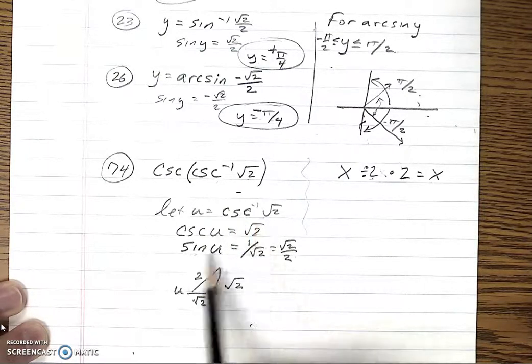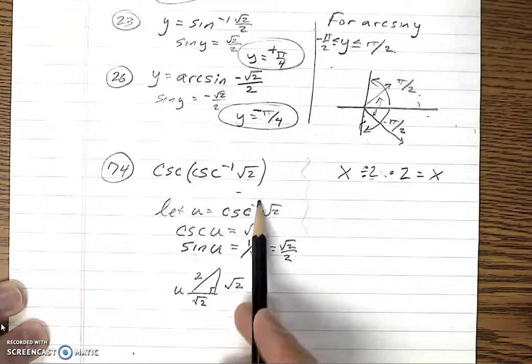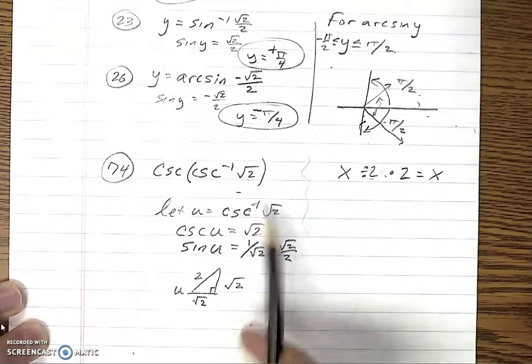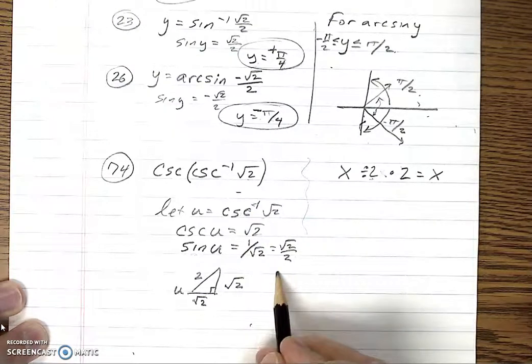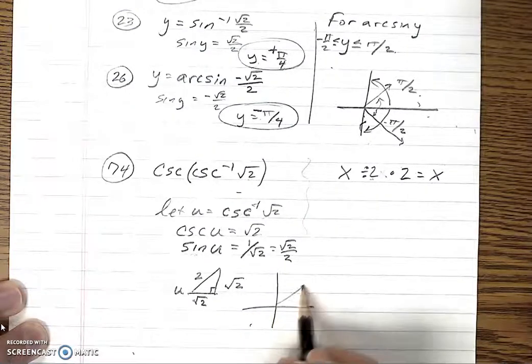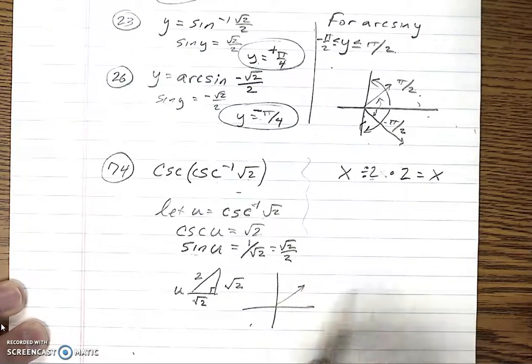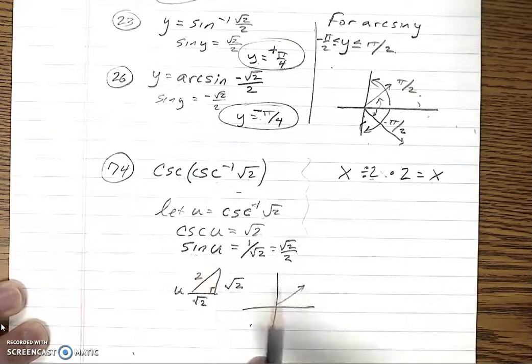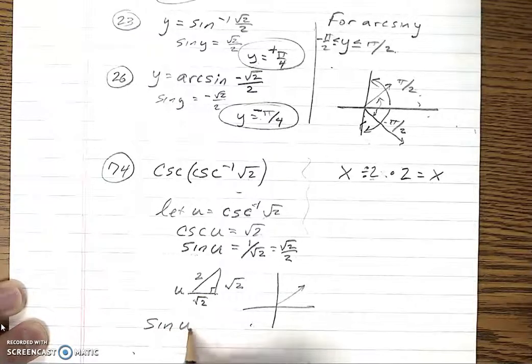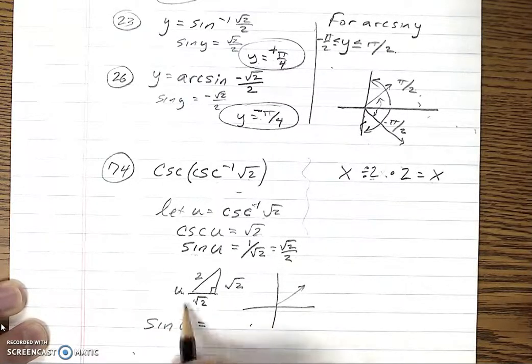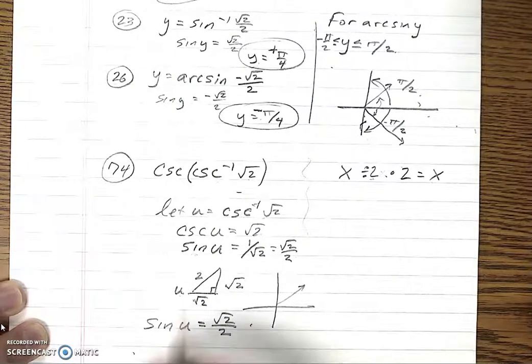The inverse cosecant is similar to the inverse sine, where you're going to be in this quadrant when you're positive, right? And so really what we needed to find is, we can use this triangle to now say, all right, well, the sine of u equals root 2 over 2, right?